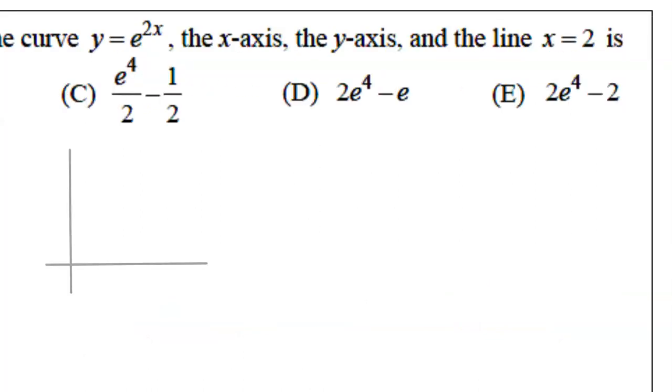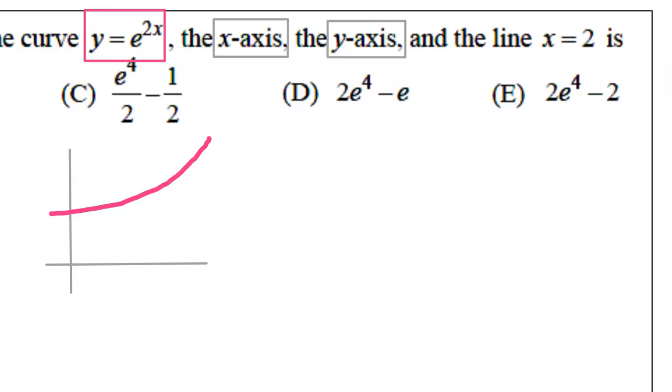Let's start by sketching the region. Y equals e to the 2x is an exponential growth curve. The x-axis and y-axis are part of the boundary, and the line x equals 2 is a vertical line at 2. So this is the area of which we speak.